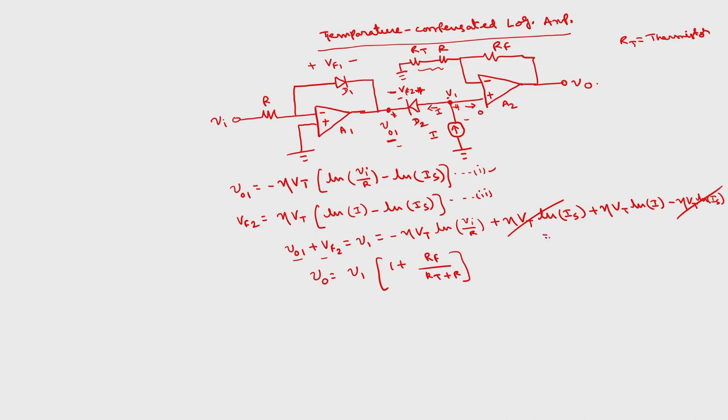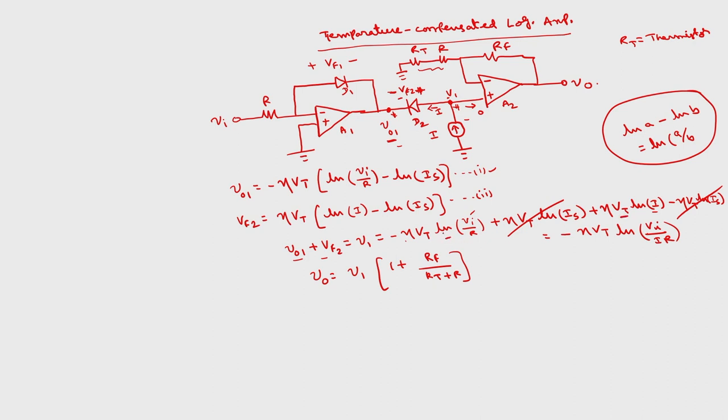Okay. So, this will be minus eta Vt, this is Vi by R, this is I. So, this becomes ln of Vi by IR, because ln A minus ln B is equal to ln A by B. If I take minus eta Vt outside, this will be plus and this will be minus. So, ln of Vi by R minus ln of I is equal to ln of Vi by IR. This is the expression for V1.